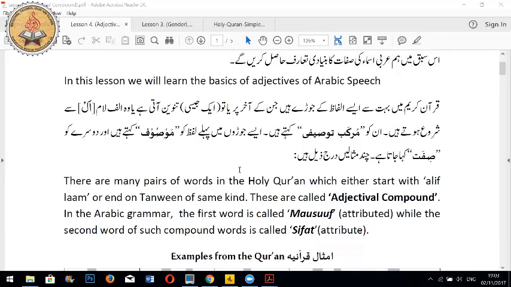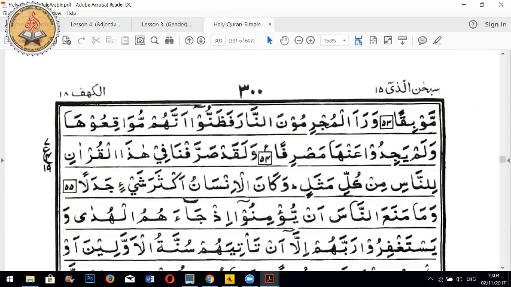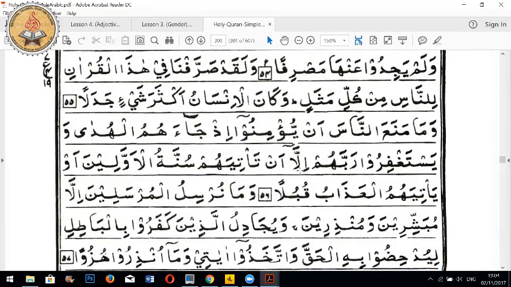Now, there are many pairs of words in the Holy Quran which either start with alif lam or end on tanween of the same kind. Here is the Holy Quran, and if I open, you can find there are pairs which are starting with alif lam. Both words come together in succession, either they start with alif lam or end with tanween. So in the first, we cannot find like this, and we'll continue. And if there is any, I will let you know.